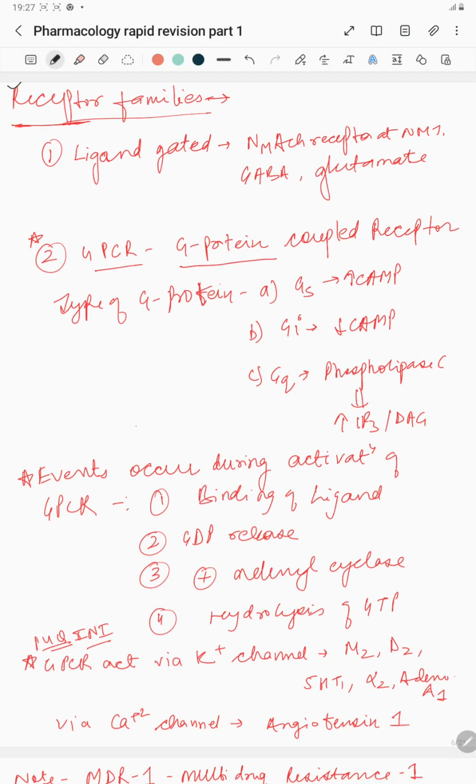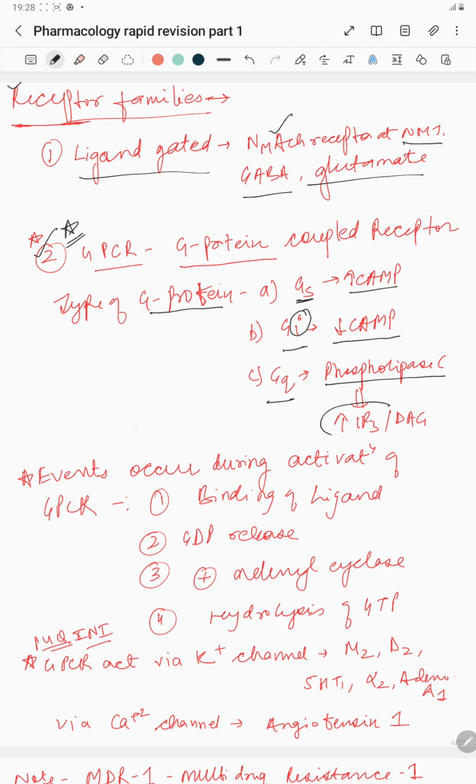Now we have some discussion of different receptor families. The first is ligand gated, which includes neuromuscular acetylcholine receptor at neuromuscular junction, GABA receptors, and glutamate receptors in the CNS. G protein coupled receptor, very frequently asked question. The types of G proteins are GS, that is increasing cyclic AMP, I for inhibitory action, decreases cyclic AMP, and GQ via phospholipase C, which stimulates increase in IP3-DAG pathway.